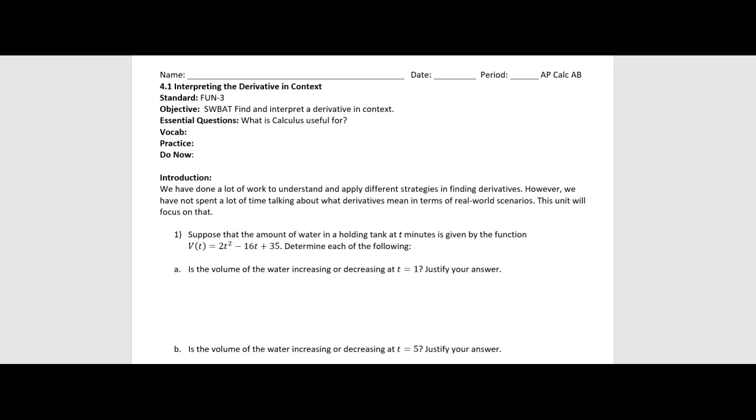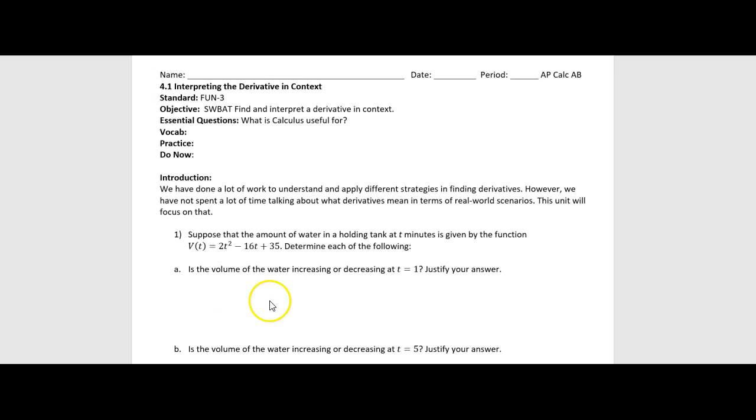Today we're going to continue to look at derivatives in the context of real-world problems. So we're going to look at two application problems and look at what the first and second derivative mean in relation to the original function.